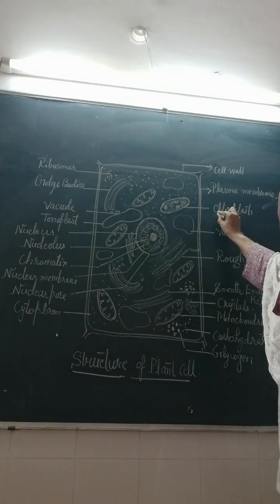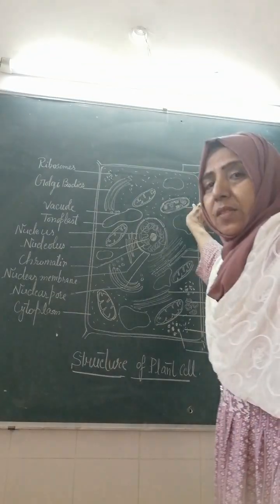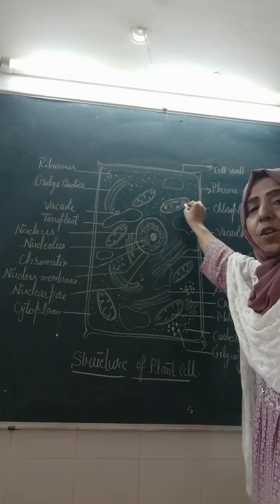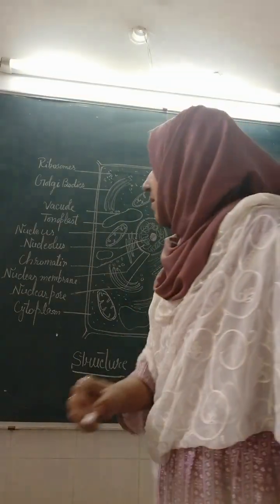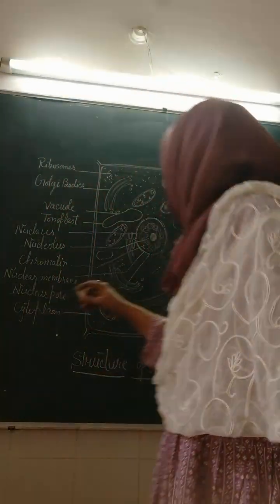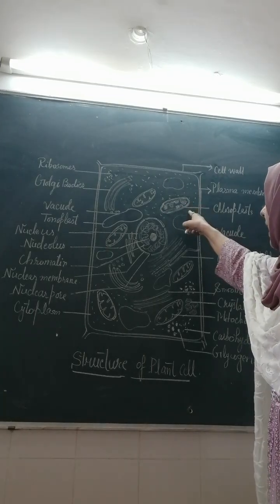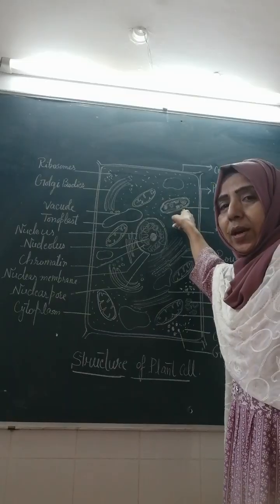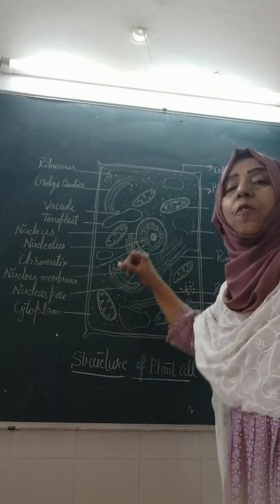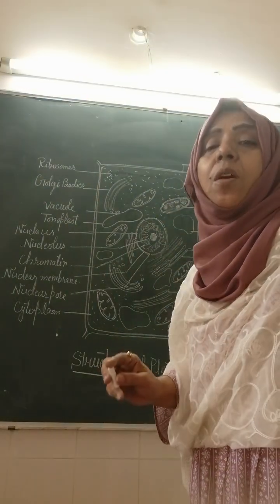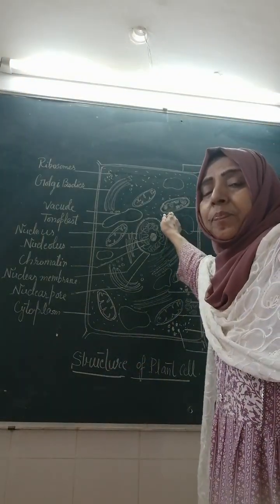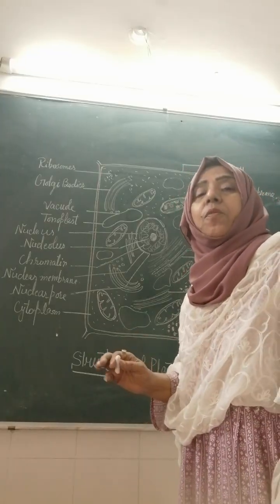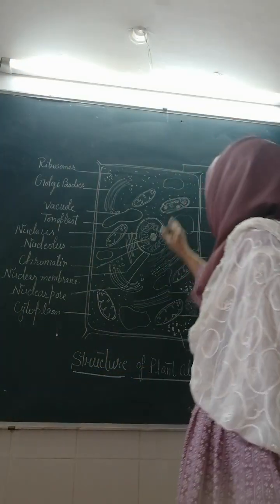Next part is the chloroplast. This chloroplast is mainly present only in the case of the plant cell. When we are talking about the structure of this chloroplast, it is a double membranous cell organelle. It mainly helps in photosynthesis, that is the food making process. It is green in color and it provides chlorophyll during photosynthesis. That is the main function.